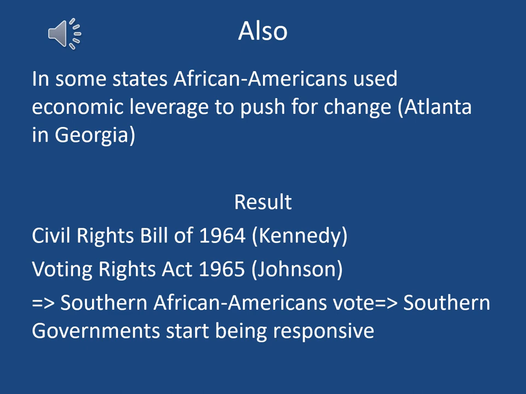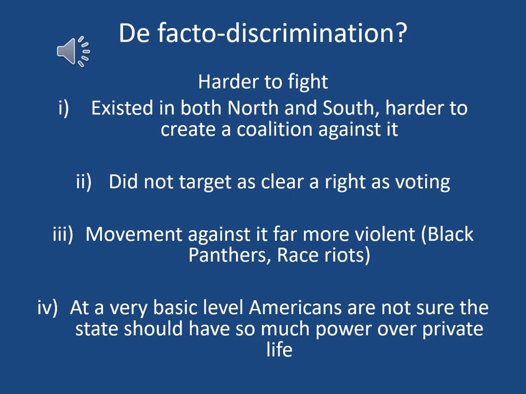You see, it worked greatly on dismantling de jure discrimination, racism as a political system, but it failed completely against de facto discrimination because it's harder to fight. Because first of all, it existed in both North and South. Northern whites were racially prejudiced, Southern whites, Chicago whites, New York whites were racially prejudiced. They just didn't express it by racist laws. They expressed it by de facto discrimination, by social censure, by social restrictions, by invisible chains put on African Americans. And because this existed both in North and South, it was hard to create a coalition against it. Secondly, it didn't target as clear a right as voting.